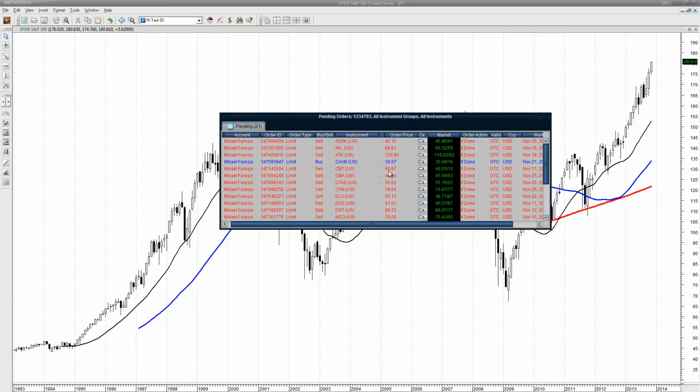CBT short sell 49.87, CMA short sell 45.84, and Cintas 56.62, City National 78.54, Deluxe 50.13, Amdocs 41.01, DST Systems 88.72. All of them are short sell, and Modis 76.09 short sell.